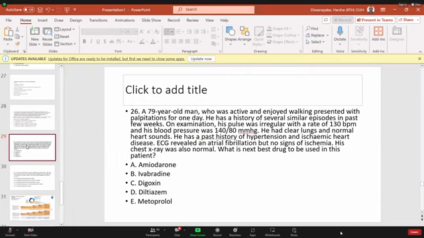This is a newly diagnosed atrial fibrillation. When you first diagnose AF, the first question you ask is: is this patient in need of urgent cardioversion?